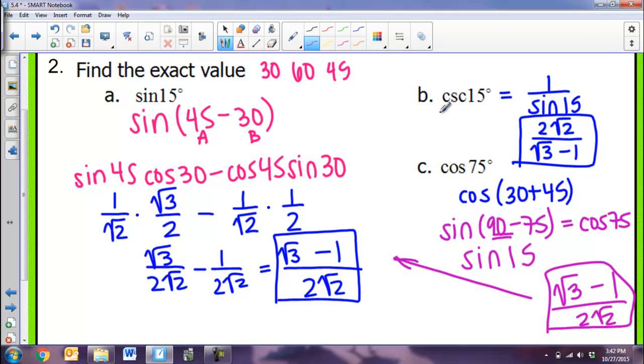So again, if you're looking at these types of problems, if you recognize a cofunction in here, which would be 90 minus whatever angle, we already found that sine of 15, so the cosine of that cofunction of 90 minus is just going to be the same thing.